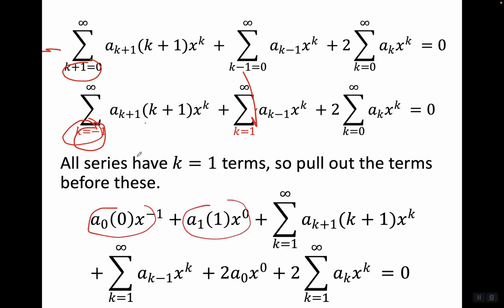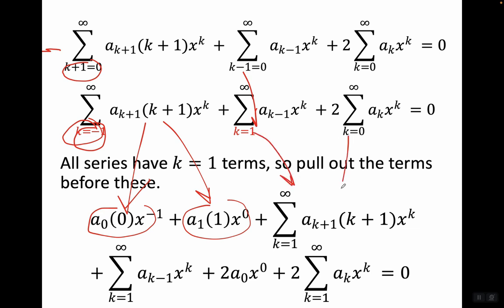Plug in k equals negative 1 to this formula, and we end up with a sub 0 times x to the negative 1. Well, 0 times anything is 0. Plug in k equals 0 into the formula, and we get a sub 1 times x to the 0, in other words, just plain a sub 1. Okay, so those are the terms that come before k equals 1. It's the k equals negative 1 and k equals 0 terms. This series is fine. That begins at k equals 1.